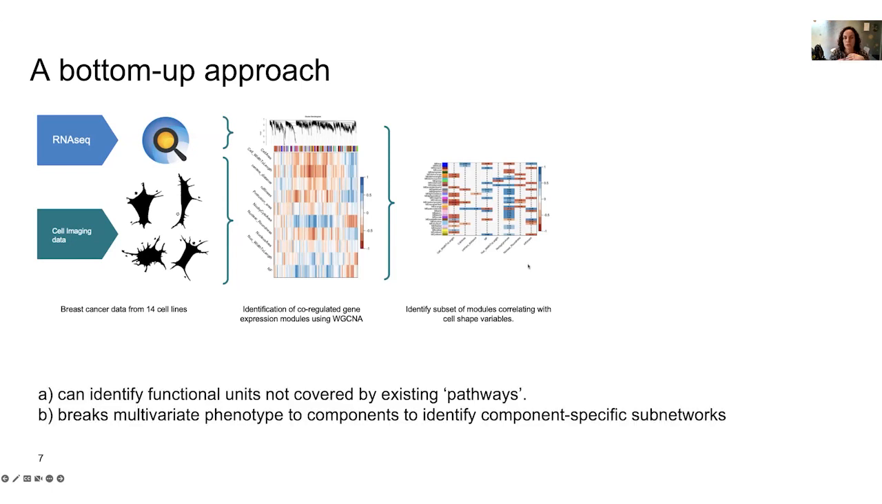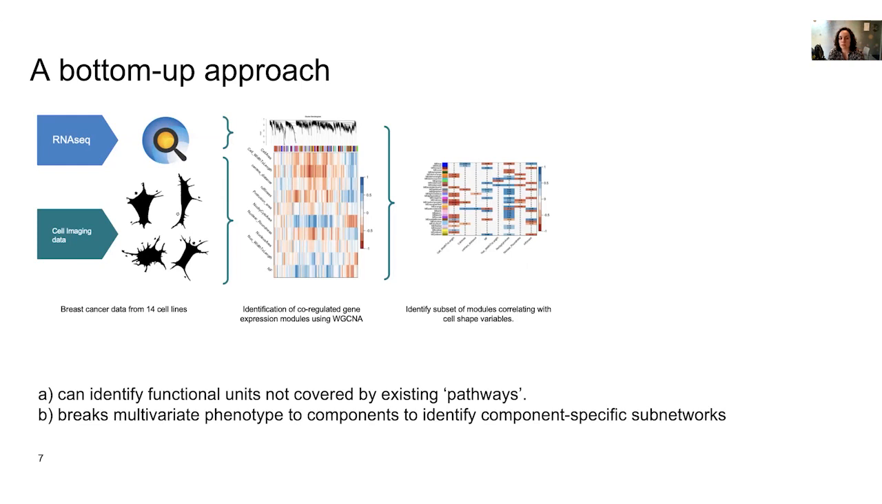The benefit of doing this kind of bottom-up approach is that we can identify functional units in these clusters that are not covered by the existing pathways. Also, we are able to break the multivariate phenotype of cell shape into different subcomponents to give us modules or functional units that specifically regulate these components of the phenotype.